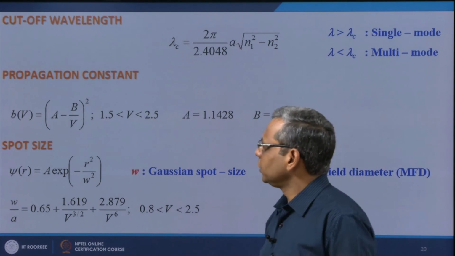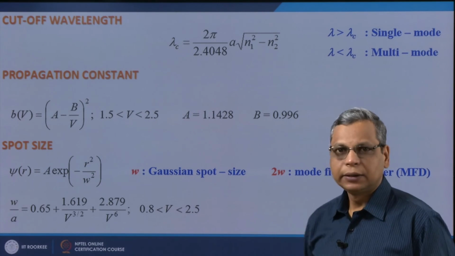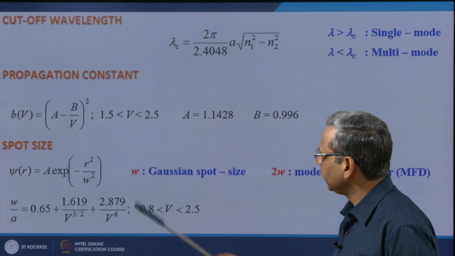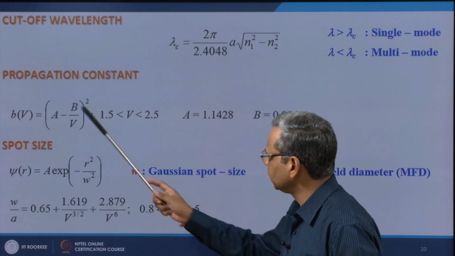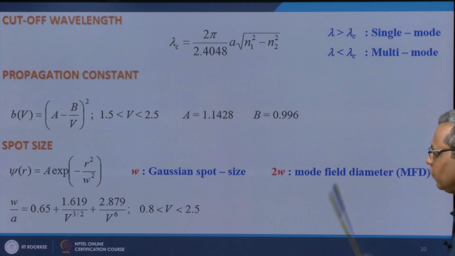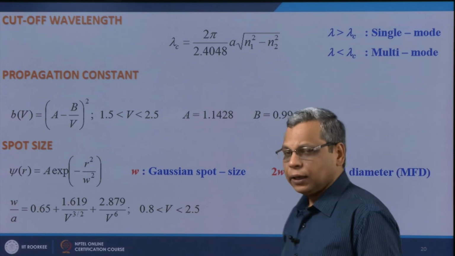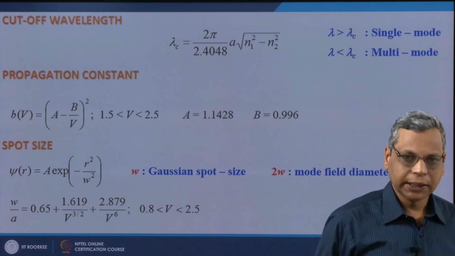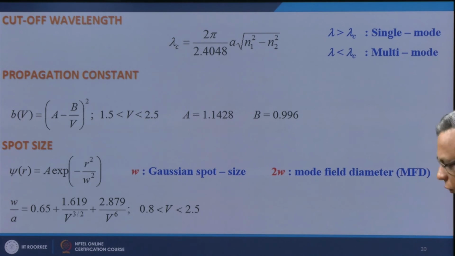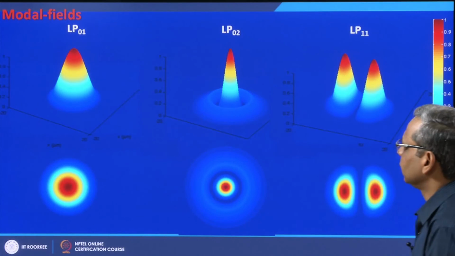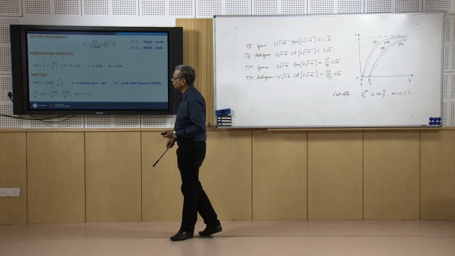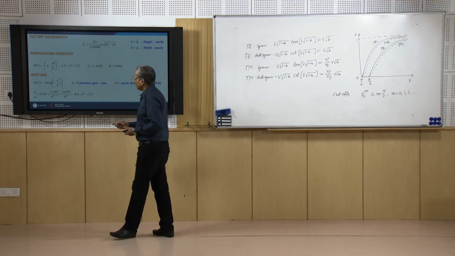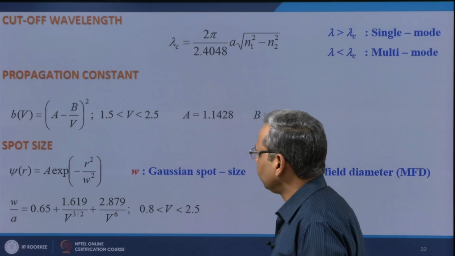The mode propagation constants of the fiber can be fitted with an empirical relation if V lies between 1.5 and 2.5, and this empirical relation is given by this with these values of A and B. The spot size: the modal field profile of a single mode fiber, if you look back to this, resembles a Gaussian and can be very well fitted with a Gaussian. So we can fit a Gaussian to this profile.